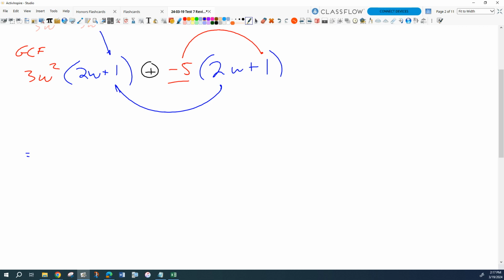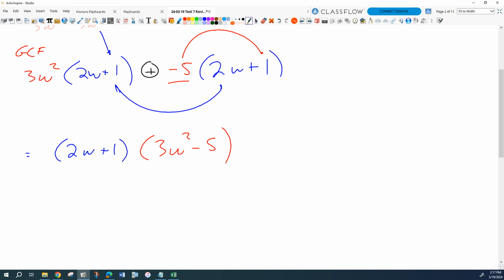Okay, good, because look, now we've got two different groups, and we're adding these two groups. Each group has a common factor that I could undistribute. If I undistribute or factor out the 2w plus 1, what's left behind? 3w squared plus negative 5, which is just 3w squared minus 5. Done. Well, maybe. We could try to go further with this, but can we?